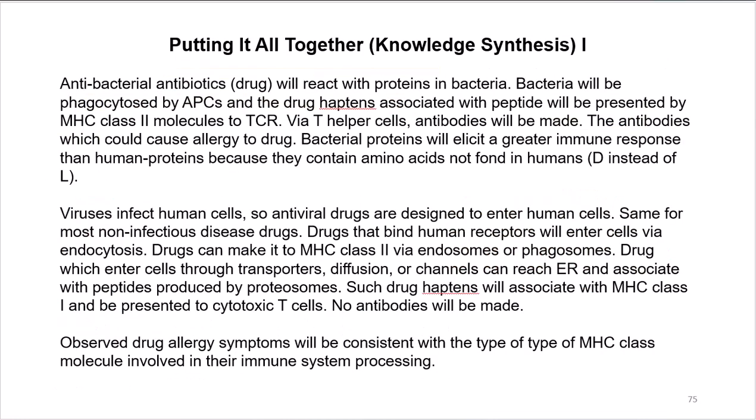Putting it all together. Antibacterial, this just recaps the thing. Drugs given to bacteria, which then have a chance to interact with bacterial proteins, have the highest chance of having antibodies made against them. And again, bacterial proteins are immunogenic. Our immune system recognizes the wrong amino acids and makes antibodies against them. If you tag a drug in there, that's not a bad thing.